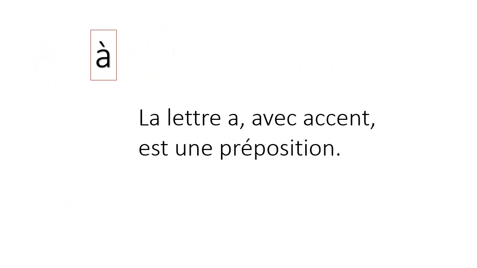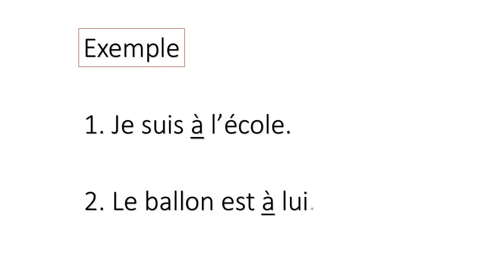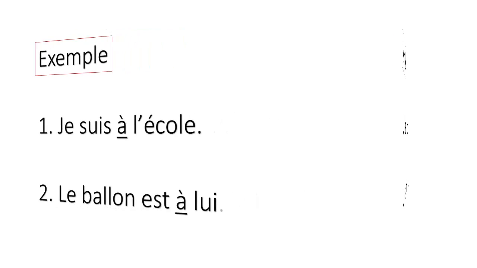Now, let's look at the letter A with an accent. When seen in this form, it is used as a preposition. For example, je suis à l'école. A is now used to tell a location. In example 2, dans l'exemple 2, le ballon est à lui. In this case, a is also a preposition.